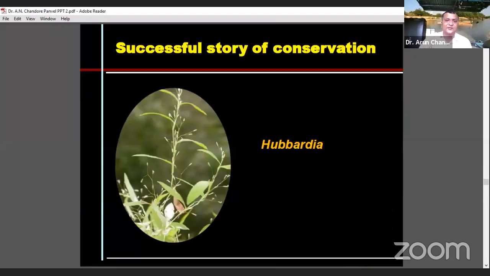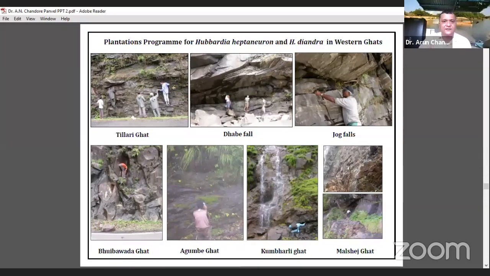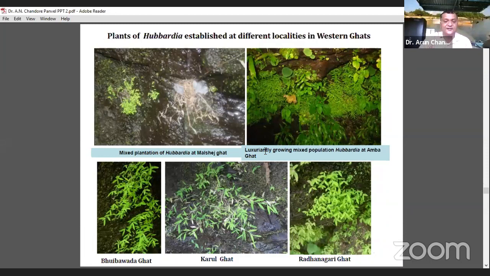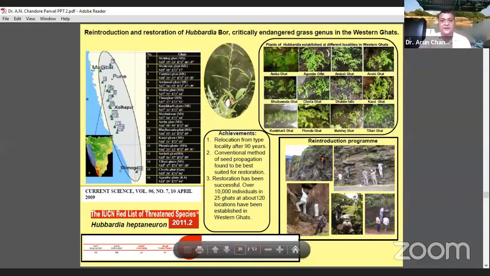Then the success story of Hubbardia. This is a small grass, Hubbardia, I already told. This species grows in a specific habitat, hanging rock with continuous water flow. We planted this plant in about 40 ghat regions in the Western Ghats from Gujarat to Kerala. Earlier it was in the critically endangered category, and after reintroduction it came into the vulnerable category. You see here the successful localities, and this paper was published in Current Science. I am happy to inform you that our ministry sponsored me to present this paper at the International Botanical Congress at Melbourne, Australia.